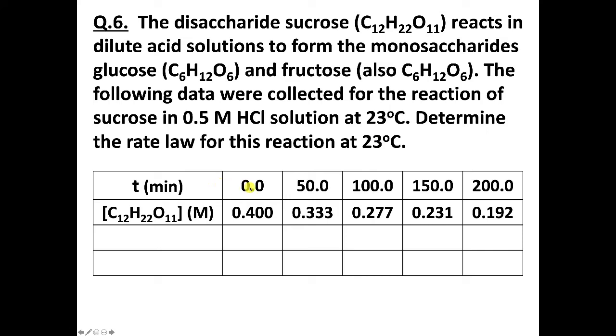And we have time: 0 minutes, 50 minutes, 100 minutes, 150, 200 minutes, and then the concentration. And you can see the concentration is decreasing from 0.400 molar and gradually going down. So we have concentration versus time data. We should be able to graph it and determine the rate law.